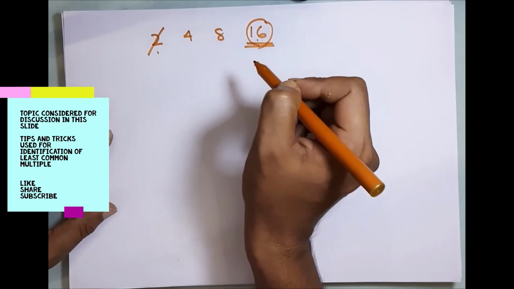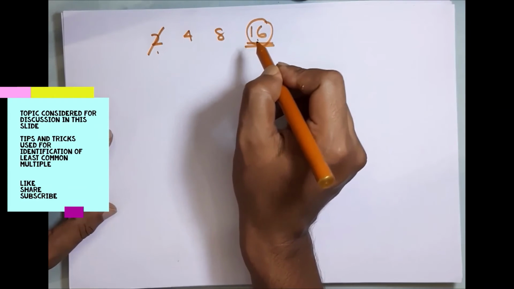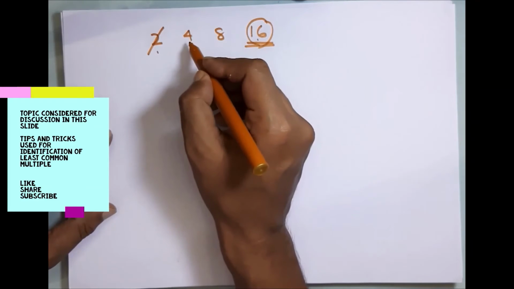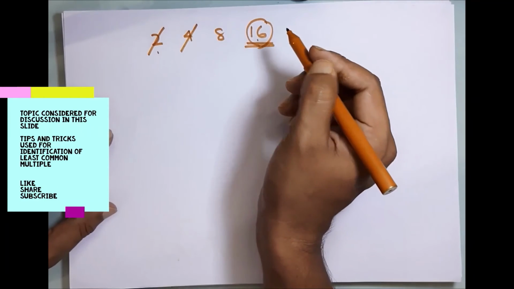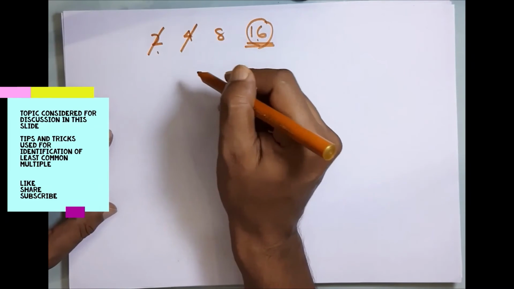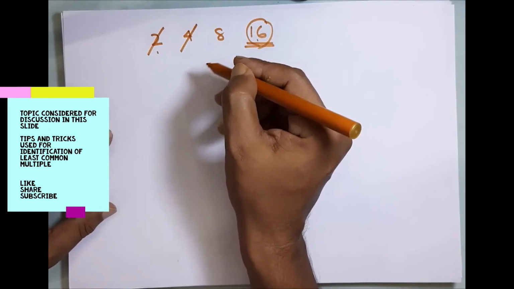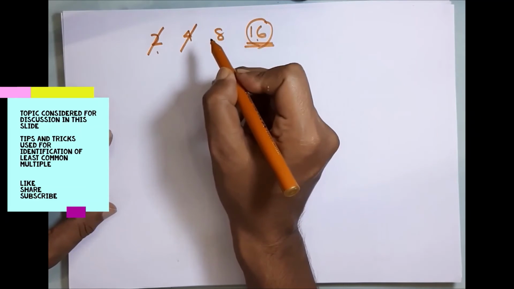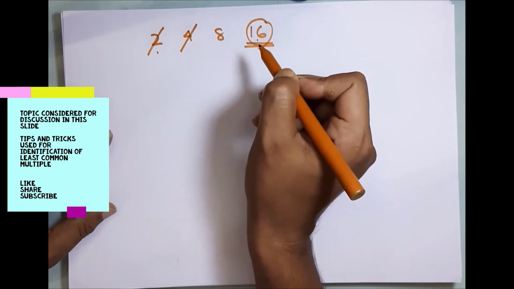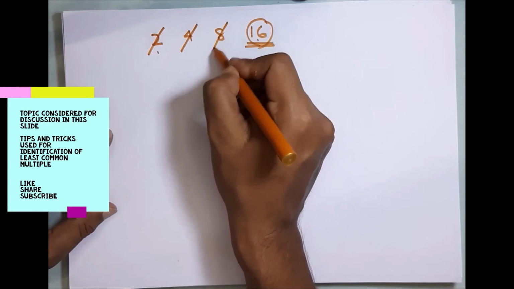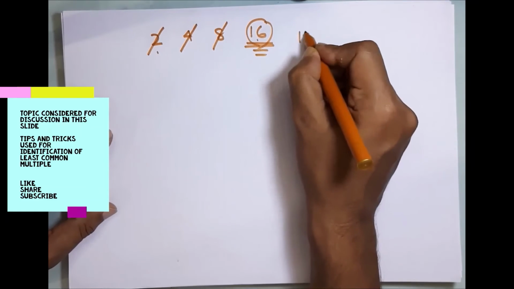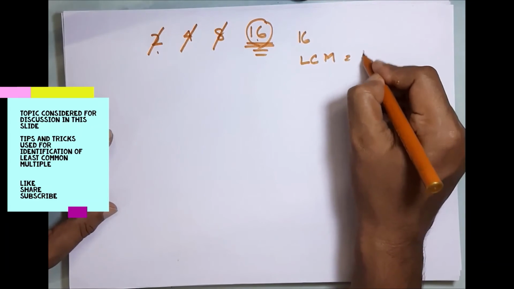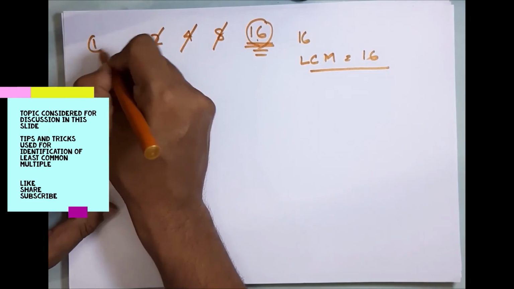Now of the remaining numbers, is 16 divisible by any of them? Yes, it is divisible by 4, we'll strike it out. Is 16 divisible by any of the remaining numbers, which have not yet been struck out? Yes, 8 is remaining and 16 is divisible by 8, and the quotient is 2, 8 twos are 16. So we can easily strike it out and 16 becomes your LCM. So the LCM for 2, 4, 8 and 16 will always be 16. This is the first trick.